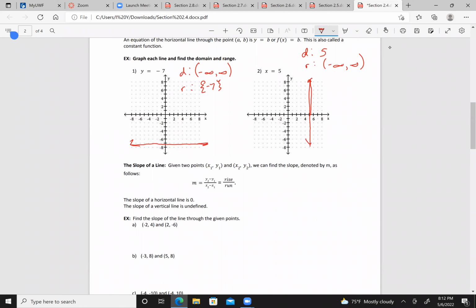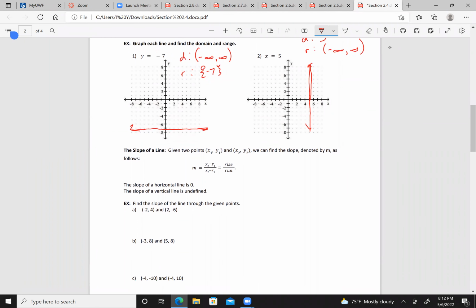That brings us to the next idea called a slope. Given 2 points, (x1, y1) and (x2, y2), we can find the slope. We denote this by a small m as follows. The slope equals y2 minus y1 over x2 minus x1, or the rise over the run. The slope of a horizontal line is 0, and the slope of a vertical line is undefined.